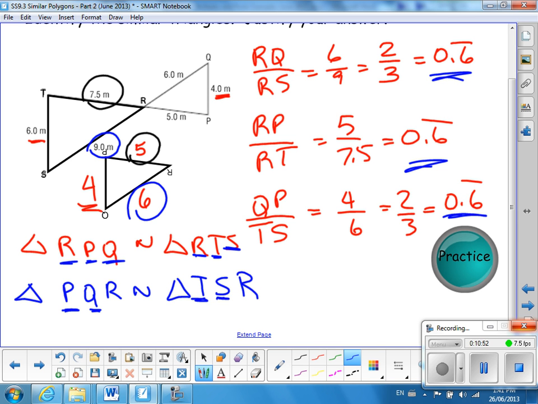Okay, so I'd like you to practice similar triangles. The second assignment on similar triangles is the second part of the similar polygon assignments.